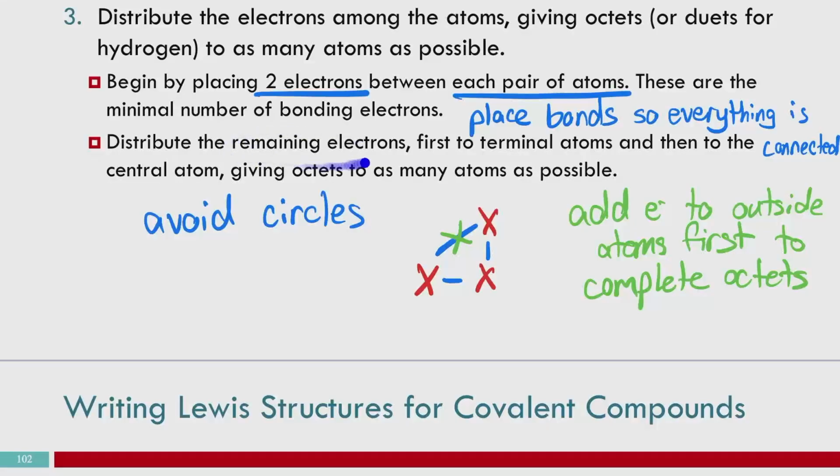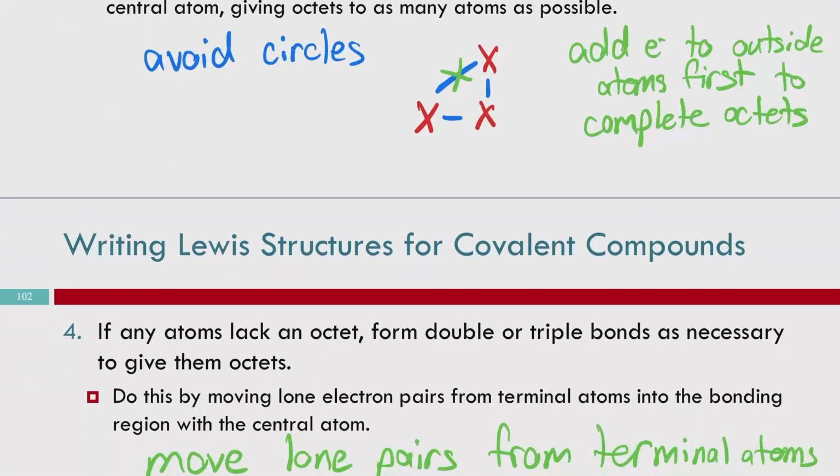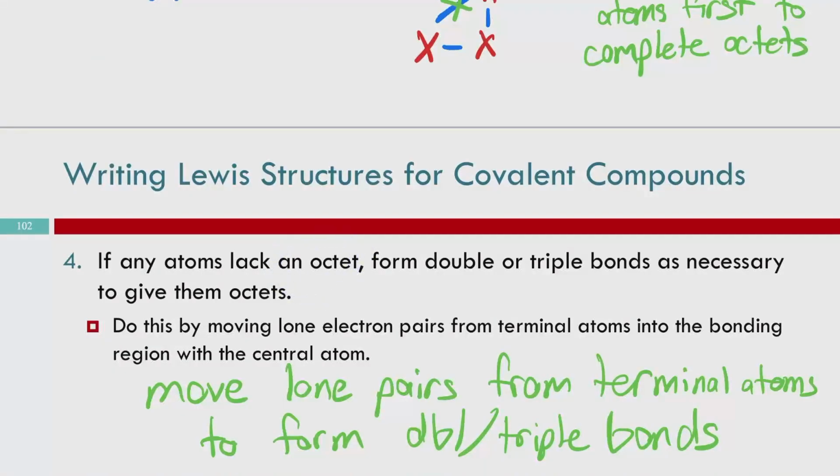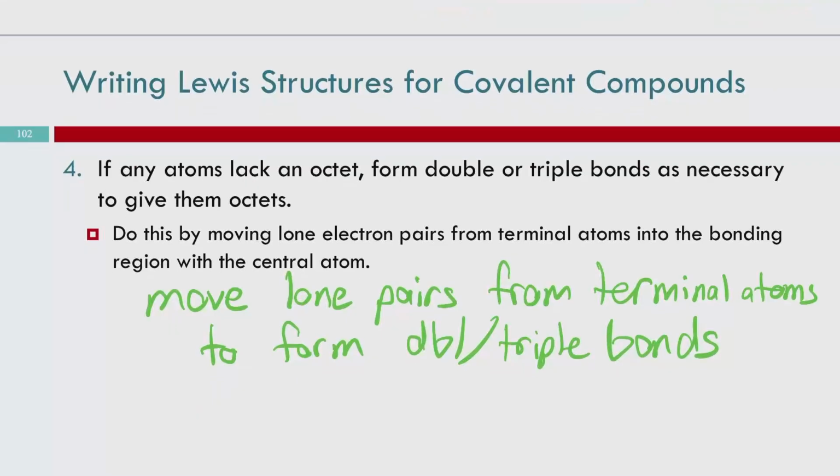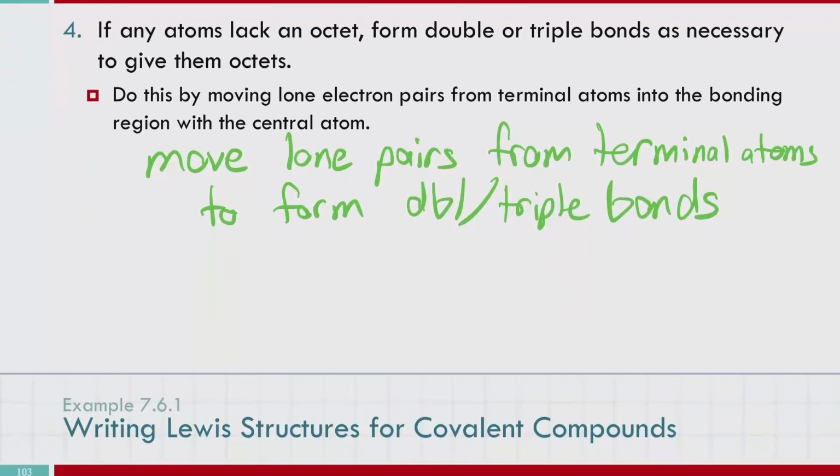Once we're done with that, we're going to distribute any remaining electrons that we have, and we're going to do that from the outside, working our way inside. So we're going to fill up octets for things on the outside, and then lastly fill up things that are more on the inside that are connected to things. If we're missing some octets, then we can bring in lone pairs of electrons from some of those terminal atoms to make double bonds or even triple bonds as we need to get all of our octets. That doesn't change the number of electrons that we have placed, it just changes who's sharing the electrons.